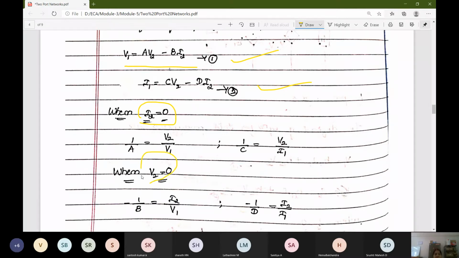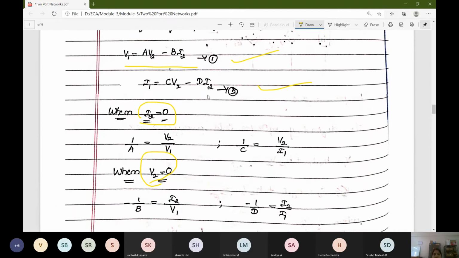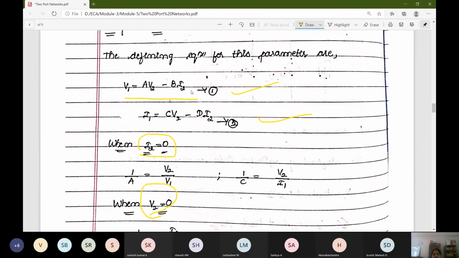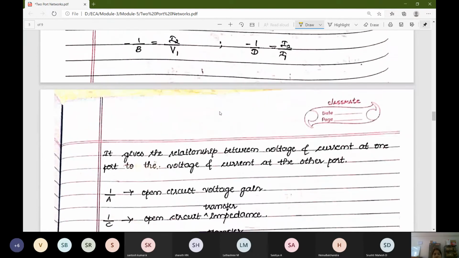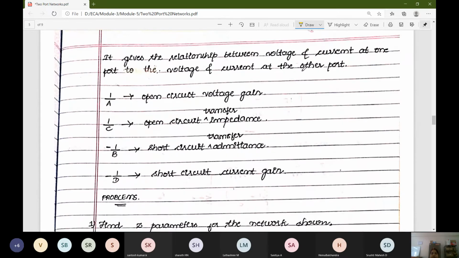Similarly, voltage is made 0 here. V2 is made 0. So minus 1 by B is I2 by V1 and minus 1 by D is I2 by I1. So these are the 4 parameters, that is A, B, C, D or T parameters, the transmission parameters, obtained by using these defining equations. Okay. See, these transmission parameters give the relationship between voltage and current at one port to the voltage and current at the other port.